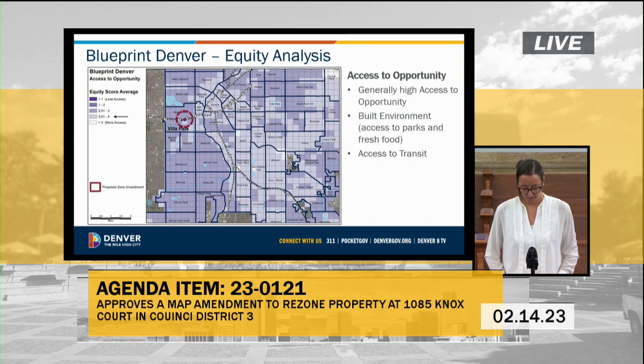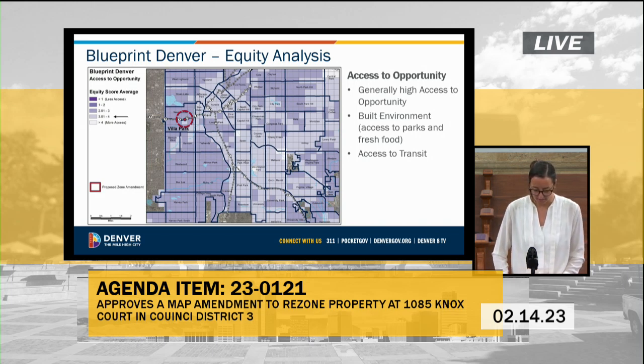The subject property is in the Villa Park, which is identified as an area with less access to opportunity compared to the rest of the city. The subject area is less equitable than Denver as a whole when it comes to access to fresh foods and healthcare. These scores are related to a higher than average percentage of children with obesity and poverty line.